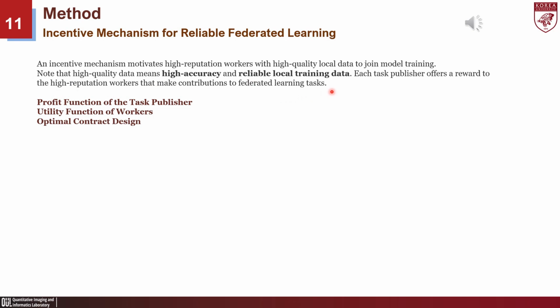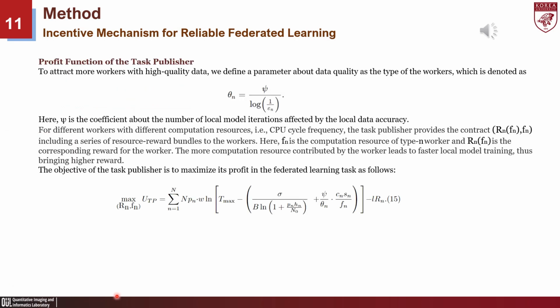We will define the profit function of the task publisher, the utility function of workers, and the optimal contract design. To attract more workers with high quality data, we define a parameter about data quality as the type of the workers, denoted θn. Here, ψ is a coefficient about the number of local model iterations affected by the local data accuracy.